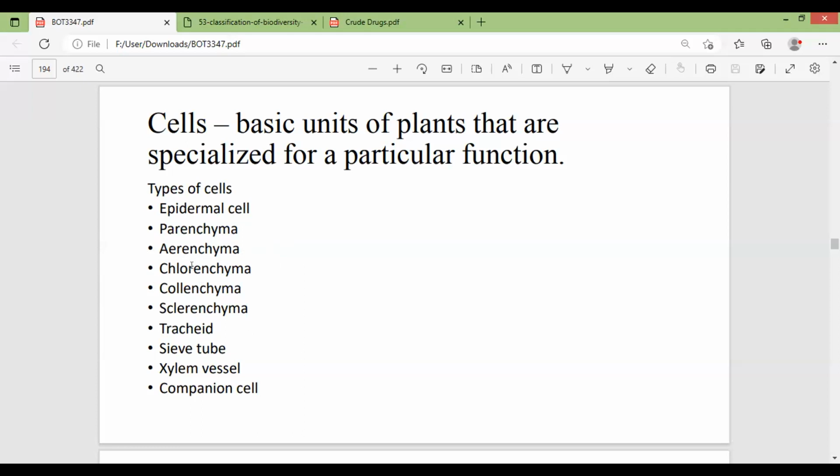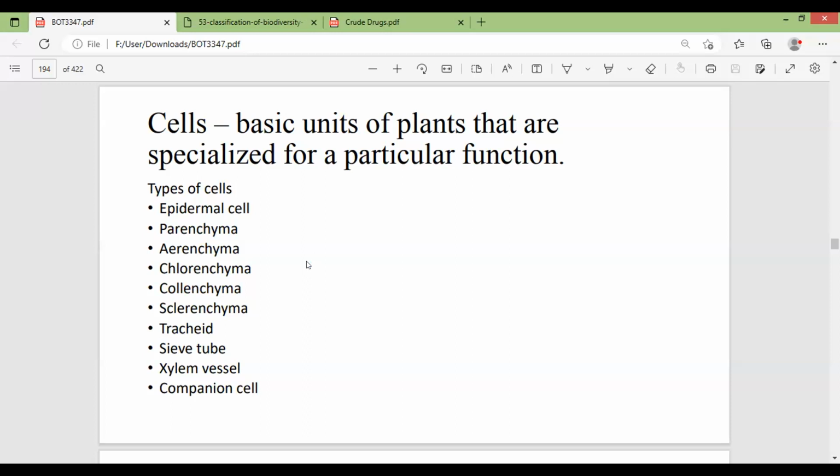Chlorenchyma. When you see chlor, this reminds you of chlorophyll, right? Chlorenchyma, chlorophyll. So here you'll say it has to do with facilitation of photosynthesis. You know, chlorophyll, the green coloring part; photosynthesis wouldn't happen without chlorophyll.